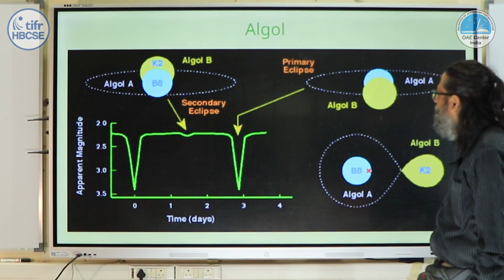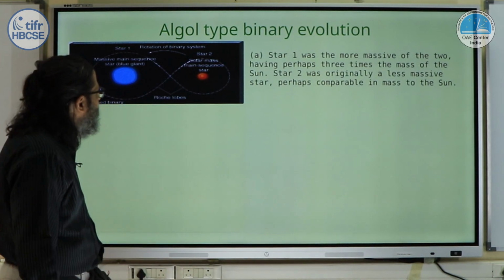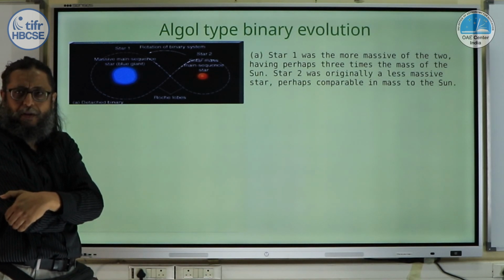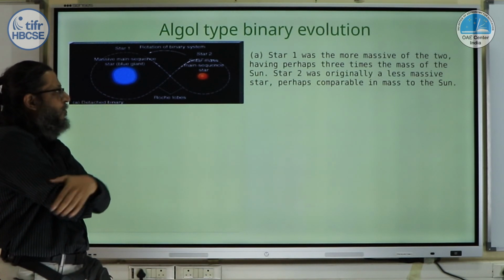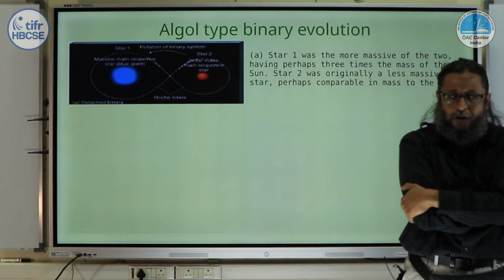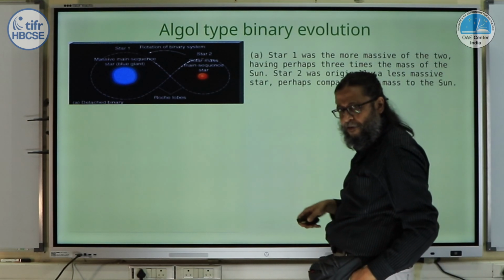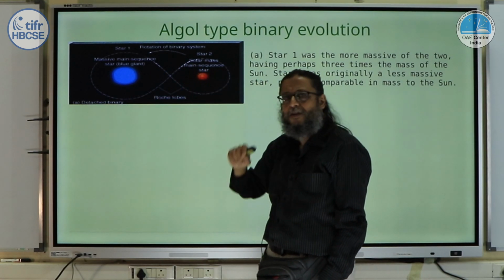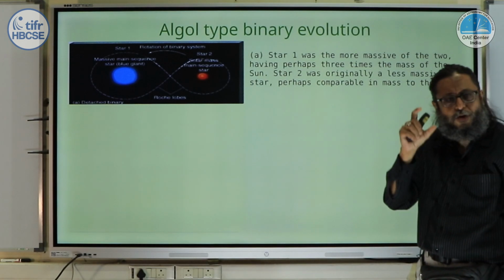Let's have a look at it and try to explain what is happening. So, imagine this system when it was formed. Star 1 was the more massive of the two stars. It was a blue type star. And most likely, from the models that have been created, the mass was 3 times that of the second star. So, the second star was a red star. It was a cooler star.